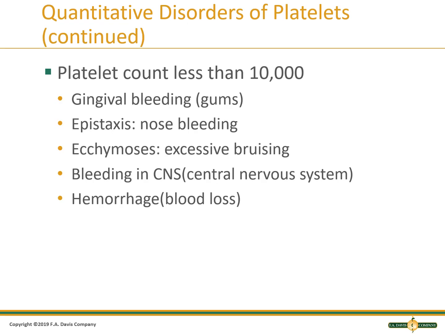If a patient has thrombocytopenia and has a platelet count less than 10,000, they may experience or demonstrate certain symptoms such as gingival bleeding, which is your gums bleeding, epistaxis, which is nose bleeding, ecchymosis, which means you have excessive bruising, bleeding in the CNS or central nervous system, and also hemorrhage, which is a term used to describe blood loss.